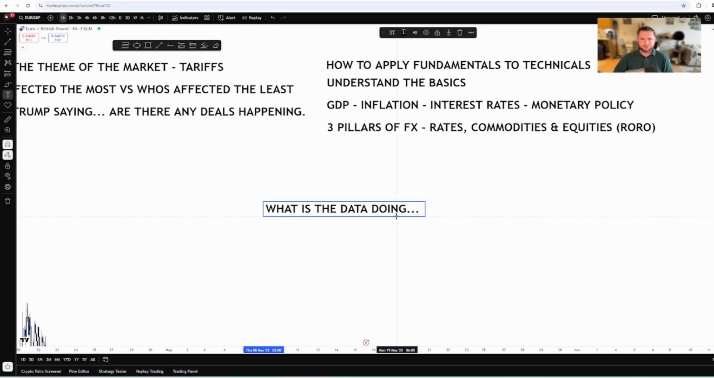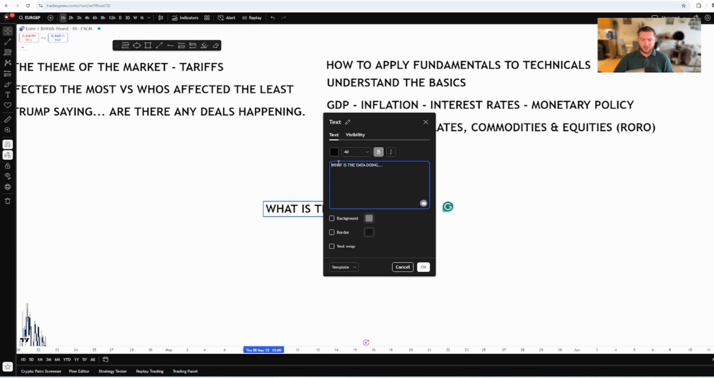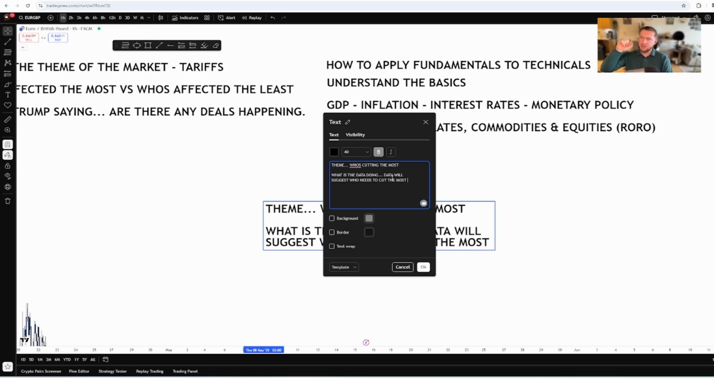So what we need to do is, what is the data doing? So if we go back to the start and say, what is the theme? Because obviously a theme always drives markets, remember. So let's say the theme is, who's cutting the most? So that's the theme of the market. Then we need to think about, what is the data doing? Because the data will suggest who needs to cut the most. Obviously, if you've been trading through 2022, in that period, you would be thinking who's hiking the most or raising rates the most. Then you suggest any data that applies to that theme.